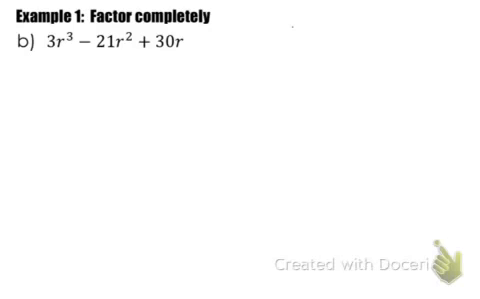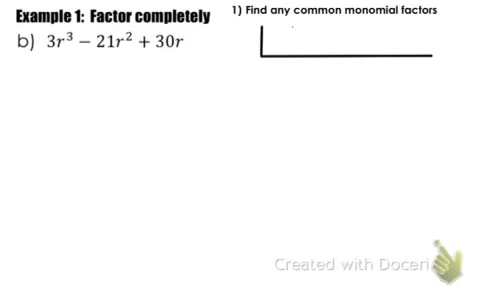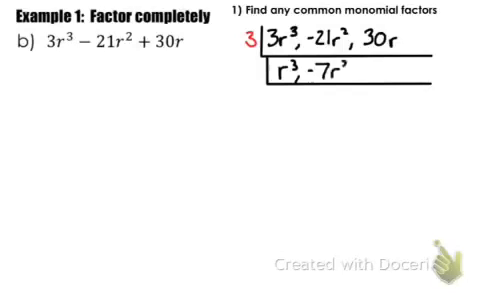Now in the second part, we're given 3r to the third minus 21r squared plus 30r. Just looking at this polynomial, it looks like we can actually factor something out. So our first step is to find any common monomial factors, or the GCF. We're going to make our little box here, and write our three terms up here. We're looking for a greatest common factor that we can take out. It looks like we start with a 3, because we can divide 3r cubed minus 21r squared plus 30r by 3. So we're left with r cubed minus 7r squared plus 10r.